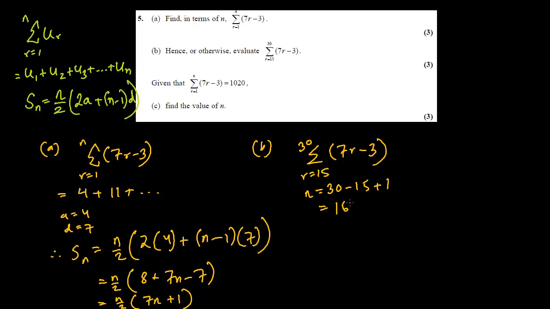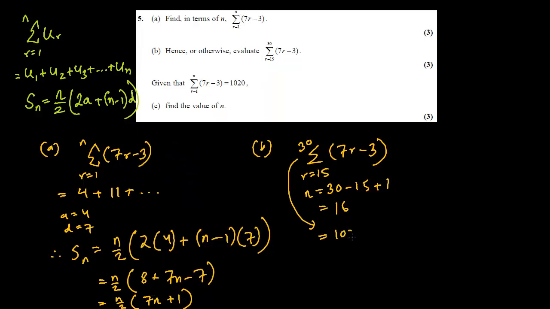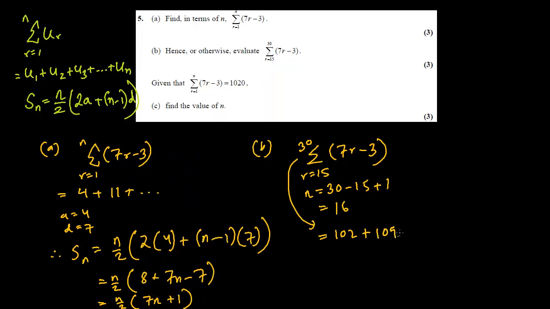But we also need to know what is the first term, because the first term is no longer 4. So let's find this out. So we can write it over here. r equals 15, so 7 into 15. That is 105 minus 3. So this is going to be 102. So the first term is going to be 102, plus the second term, which is r equals 16. So that means 7 into 16 minus 3. That is 109. It moves on and on.